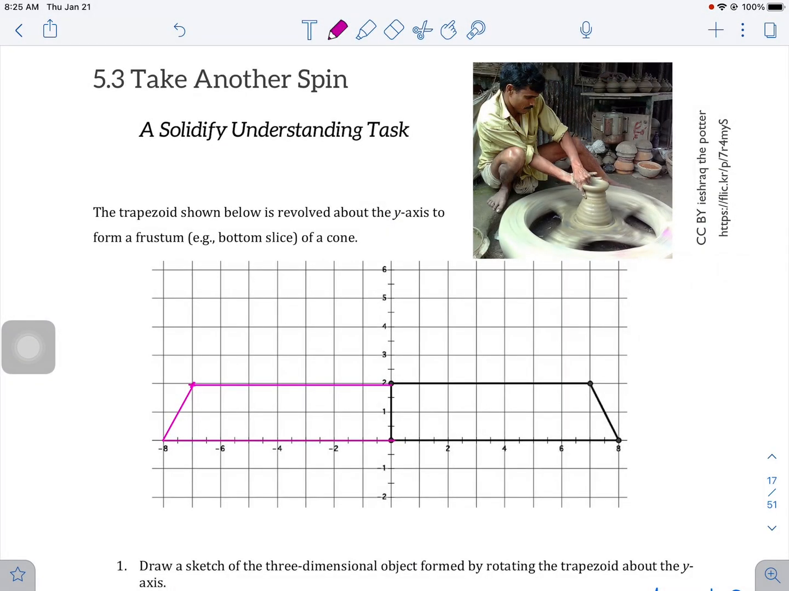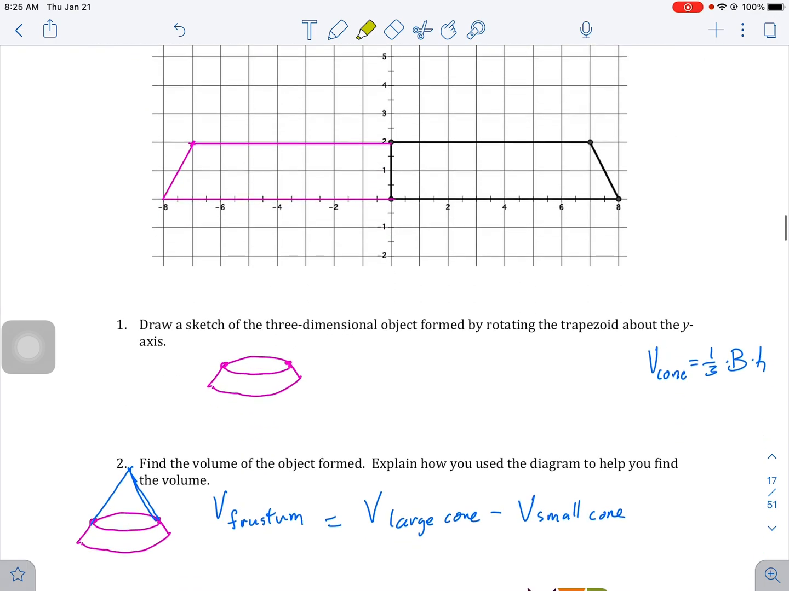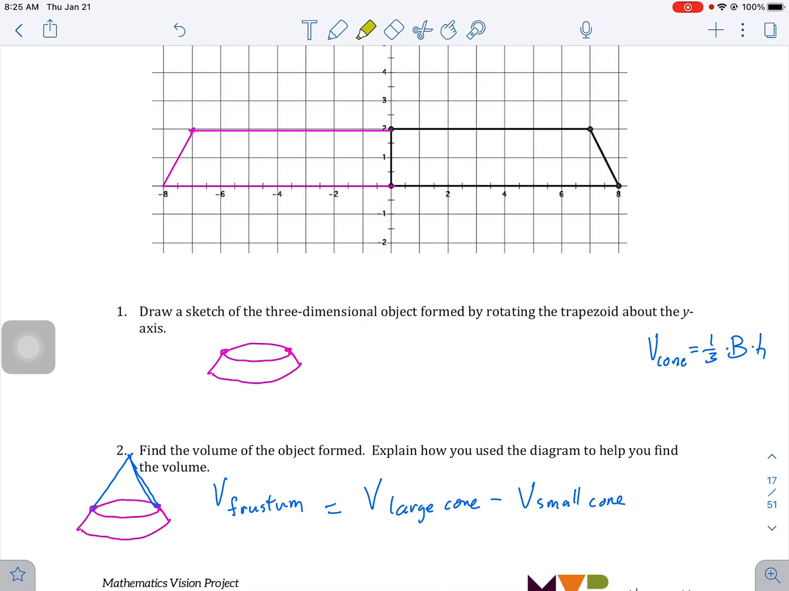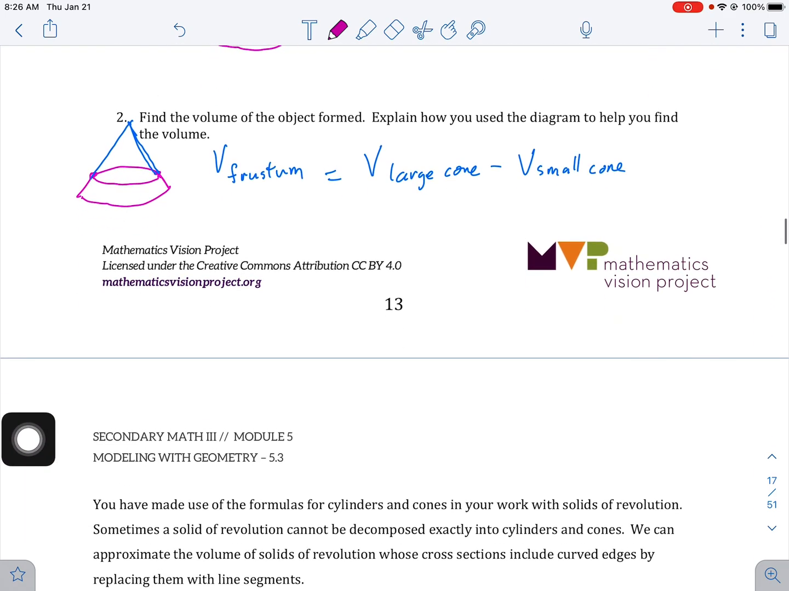Welcome. This is task 5.3, looking at something called a frustum, which is the bottom slice of a cone. For example, looking at the one above, if you rotate it around the y-axis, so it's kind of coming around like this, you can imagine that trapezoid becomes what's called a frustum, which is the same thing as a cone, but it's missing the top. To find the volume of a frustum, you look at the difference of two cones.